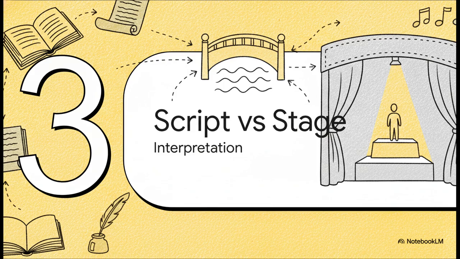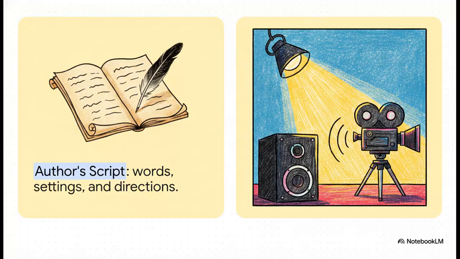All right, Section 3, Script versus Stage Interpretation. Let's explore the hard line between what the author wrote and what actually happens when it hits the stage. It's absolutely vital to distinguish the script from the final performance. Reading the text is a totally different experience from viewing a live audio or video version. The page has the author's script, the words, basic settings, and stage directions. But the stage? That's the director's interpretation. That involves lighting, sound, camera angles, and the actor's tone, things that aren't always explicitly written down.